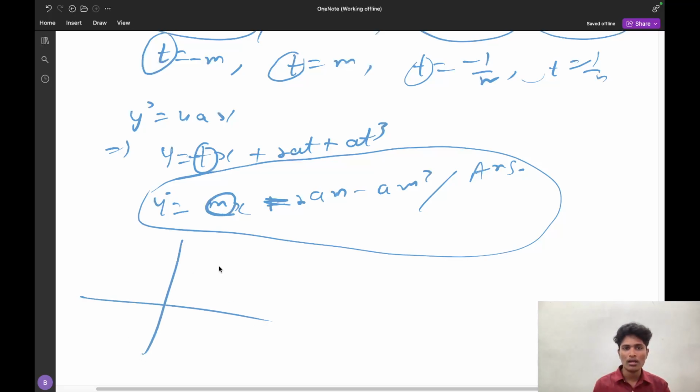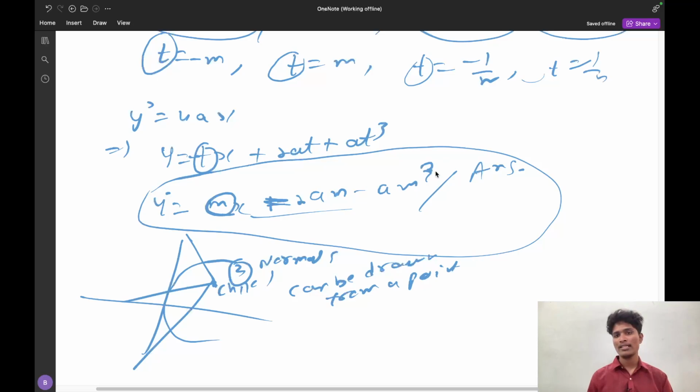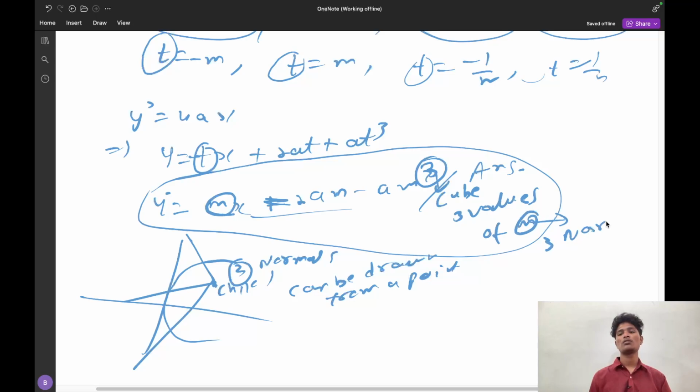Suppose now the slope and these things are completed. Suppose this is a parabola. Suppose there is a point h comma k. How many normals can be drawn? A maximum of 3 normals can be drawn from a point. How did I say that? Because in the equation, if you observe, there is a cube, that is a cubic, so it will give 3 values of m. So 3 values of m is nothing but 3 normals. So 3 normals can be drawn from a fixed given point.